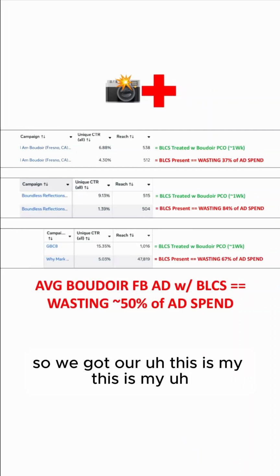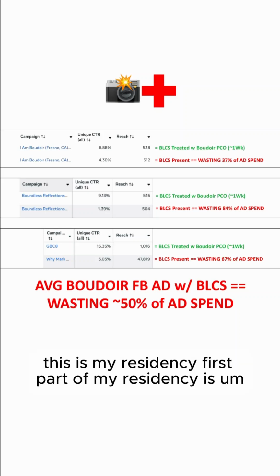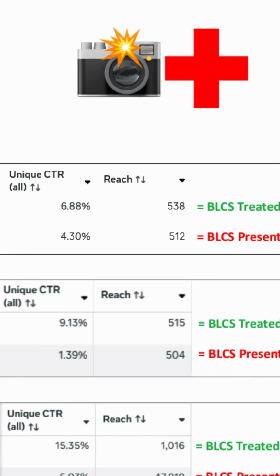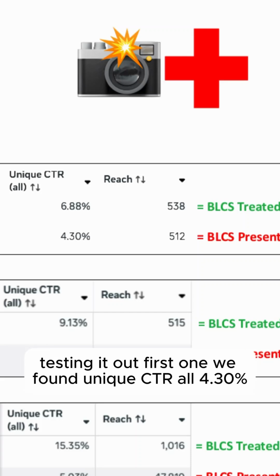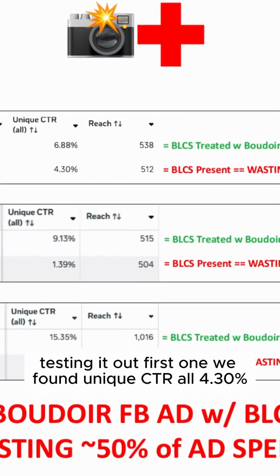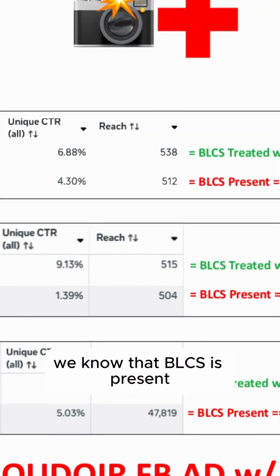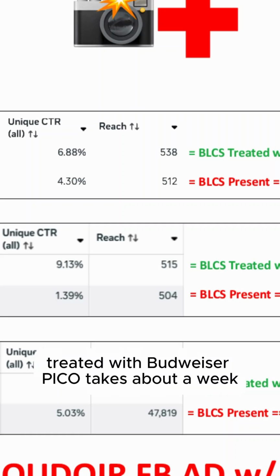So this is my residency. First part of my residency is finding a Boudoir Facebook ad out there, bringing it back to the hospital, testing it out. First one we found, unique CTR all 4.30%. So unique CTR all under 6%. We know that BLCS is present, aka Boudoir low click syndrome. So we got the treatment, treated with Boudoir PICO.